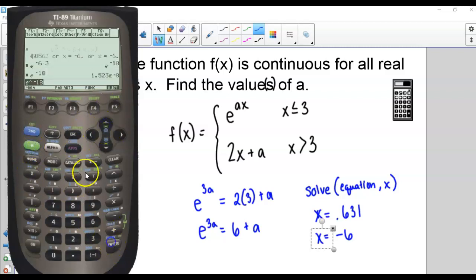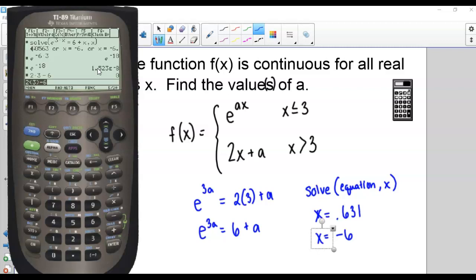Green button enter so that it actually gives me a decimal. And then if I did 2 times 3 minus 6, I would get 0. But this is essentially 0 because it's 1.523 e to the -8. You have to move the decimal place 8 places backwards, so it'd be like 0.7 zeros and then 1523.